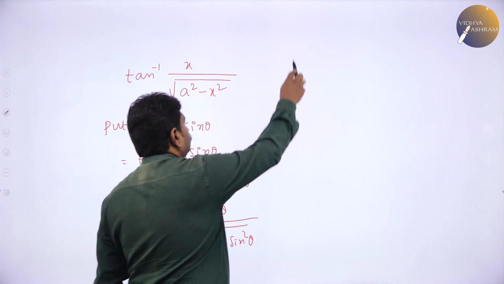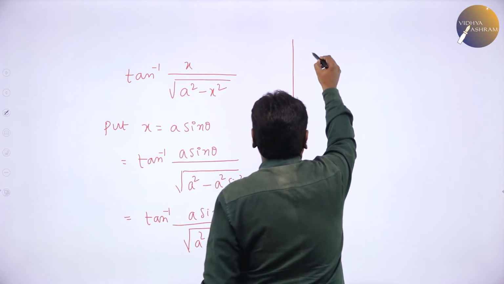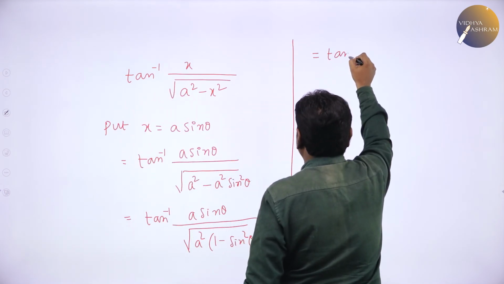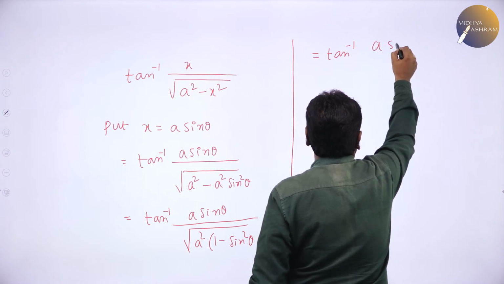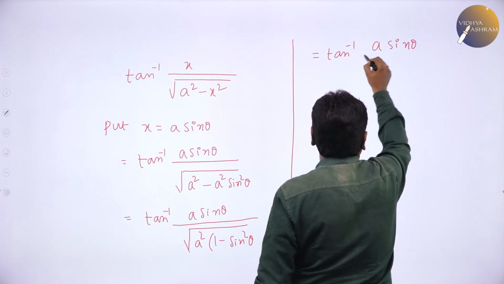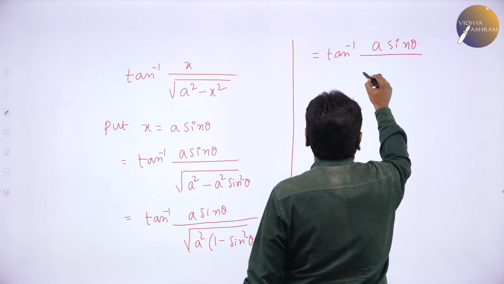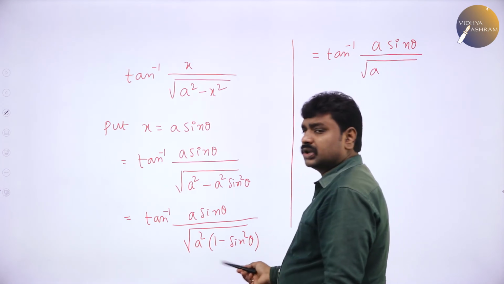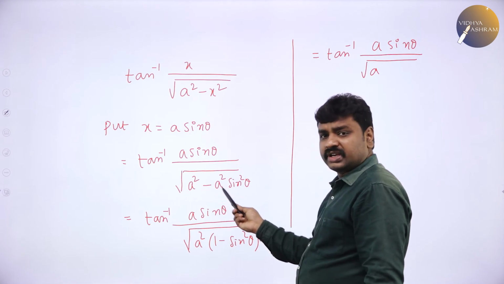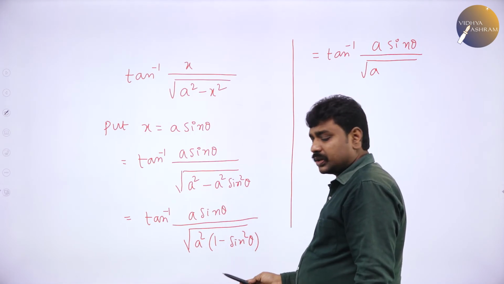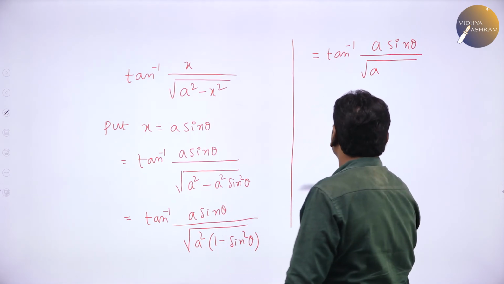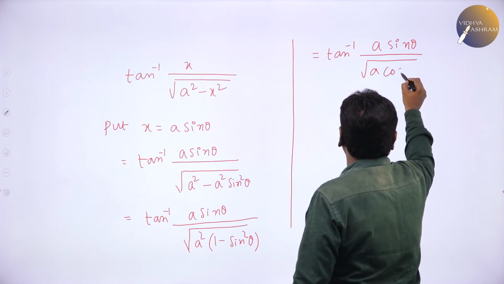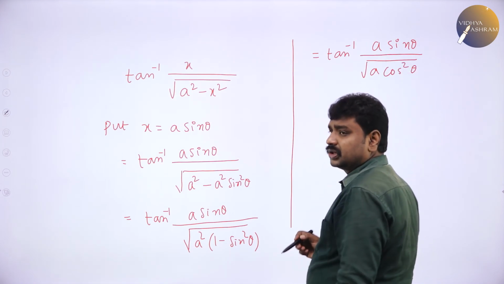Further, it will become tan inverse of numerator a sin theta, denominator root of a square into 1 minus sin square theta. In these two terms a square is common, I took it out. So I am left with 1 minus sin square theta. What is 1 minus sin square theta? Cos square theta.